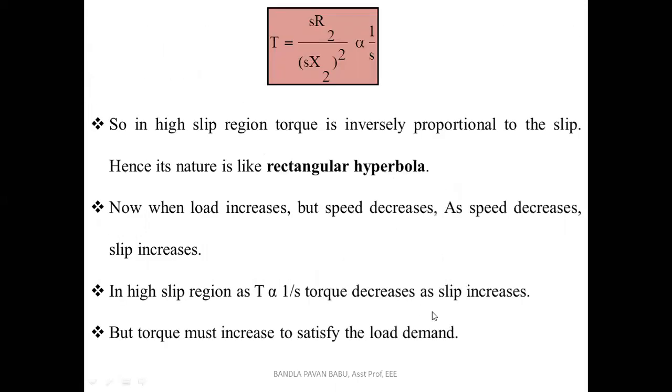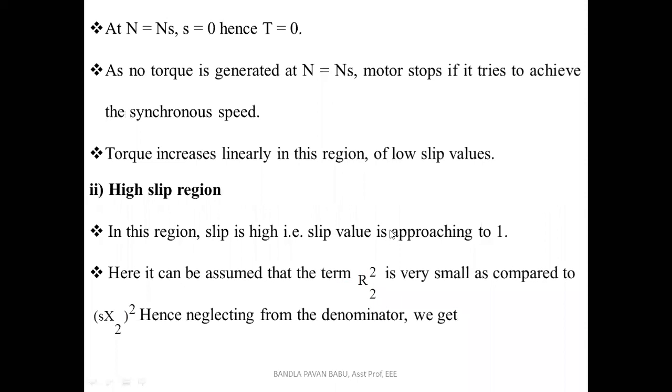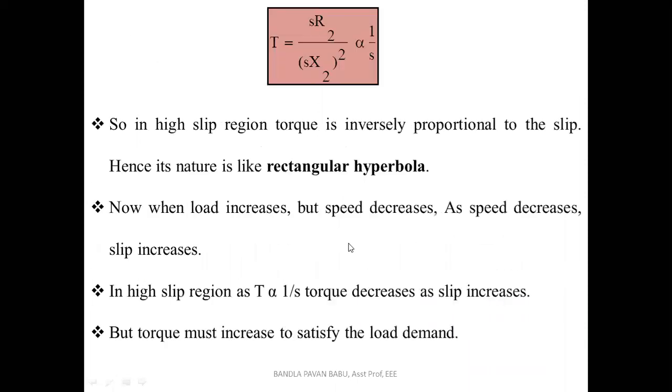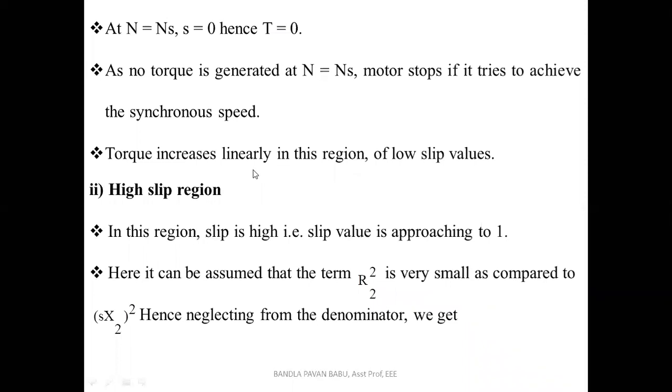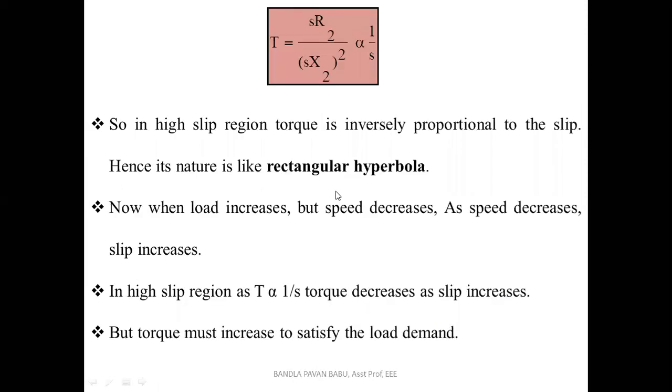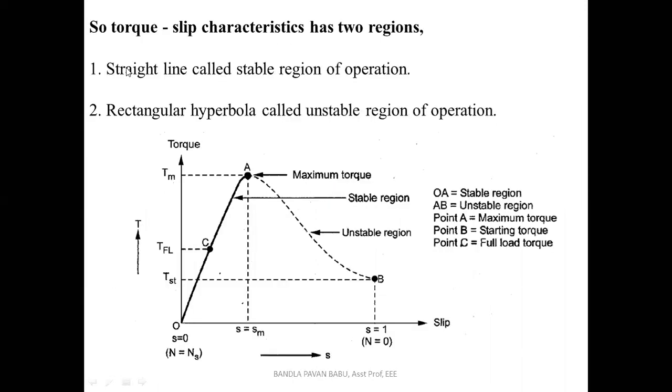Earlier we have seen the stable condition, right? Stable condition, that is the medium region. In the high slip region we can see the curve to be a rectangular hyperbola. In the low slip region the curve appears as linear, so the speed and torque relation is linear there. Look at this figure. It has two regions. One is the straight line, called the stable region of operation, because of the low slip values, and the rectangular hyperbola appears due to the high slip region.